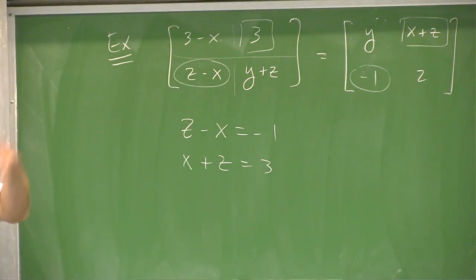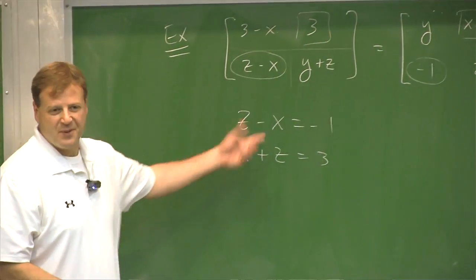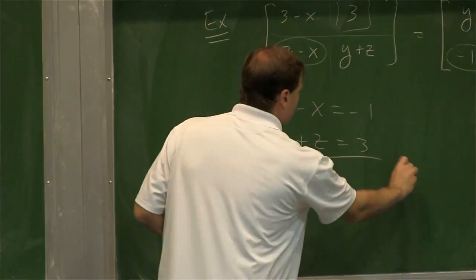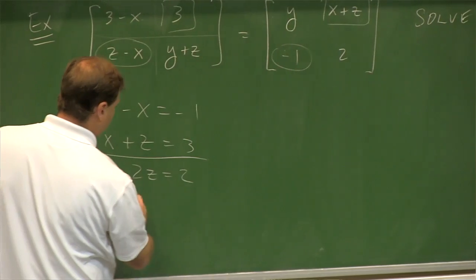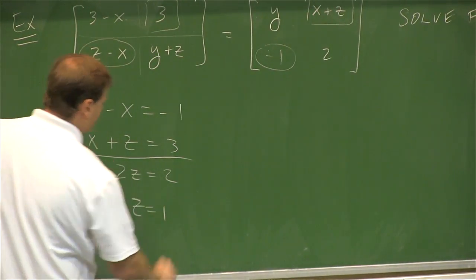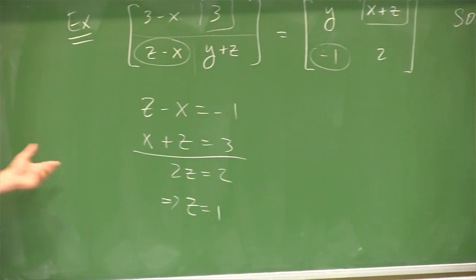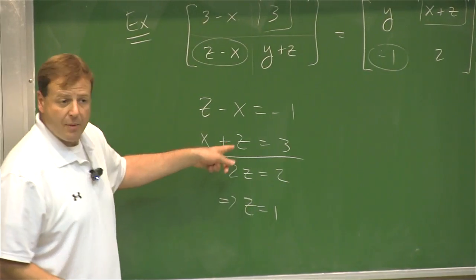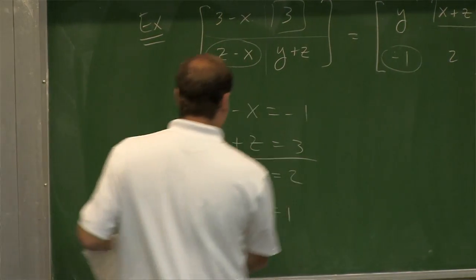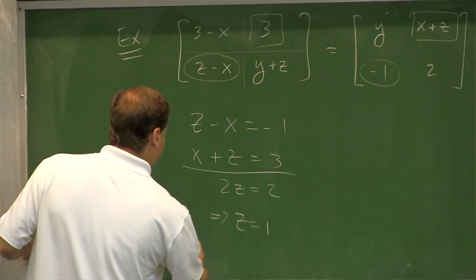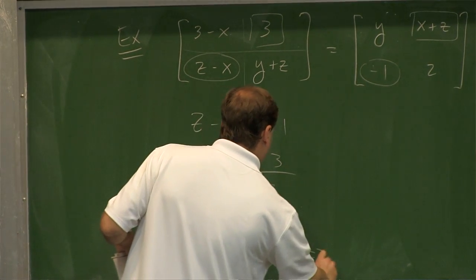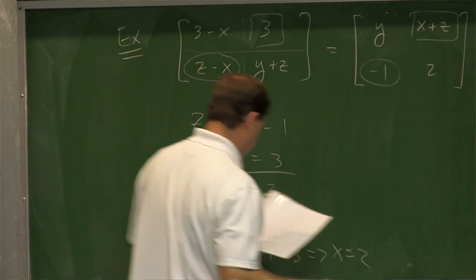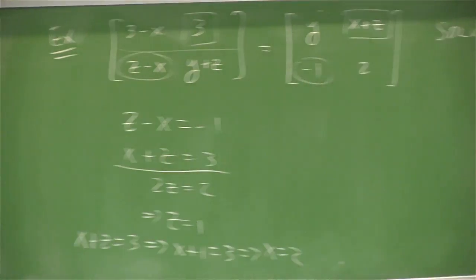And we don't have to go back and use our matrix method to do these. We can just do this the old-fashioned way like you would in high school. If I were to add those 2, I get 2z equals 2. So then that tells me that z equals 1. And then because I know that z equals 1, I can go back and find out what x is. So x plus z equals 3. That implies that x plus 1 equals 3, which tells me that x equals 2. So I've got 2 of them.